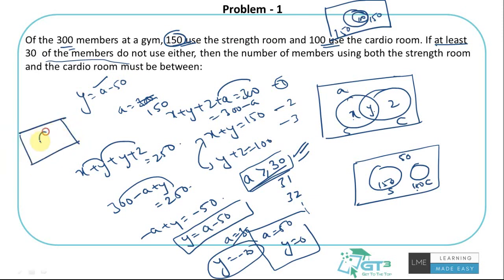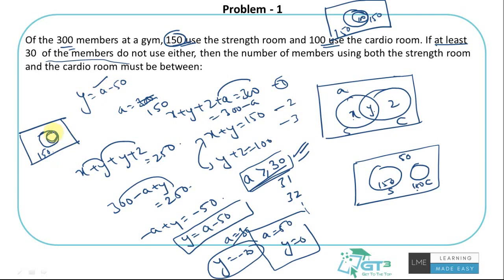Let's imagine there are 150 people using the strength room, and these 100 people who are using cardio are also part of this 150. That is possible, right? So in that case, 150 people are using the strength room. Anyway, in the 150 only 100 people are using the cardio room. So there are 300 people in the gym. 300 minus 150 is 150, the number of people using neither of the equipment. So that means A is 150.